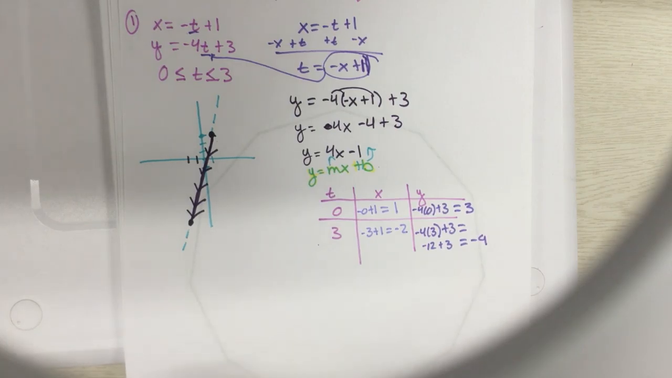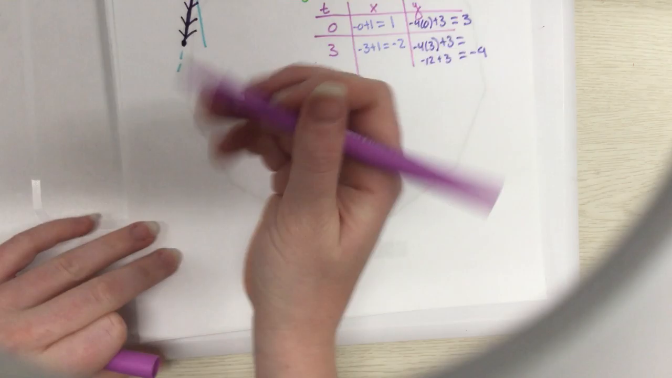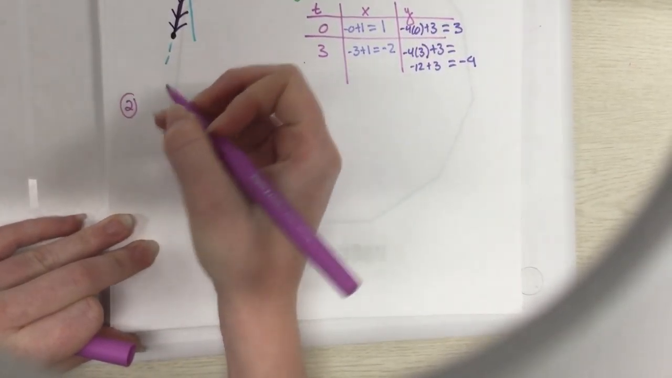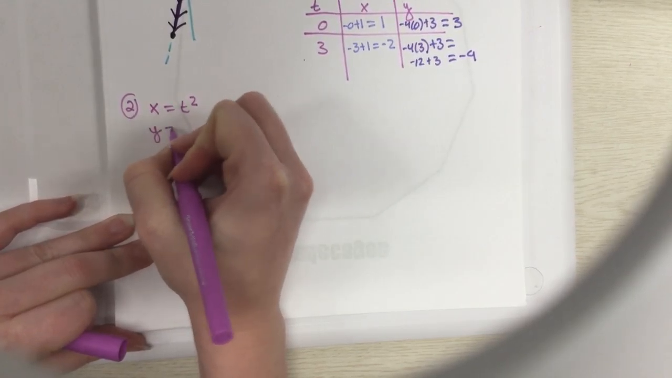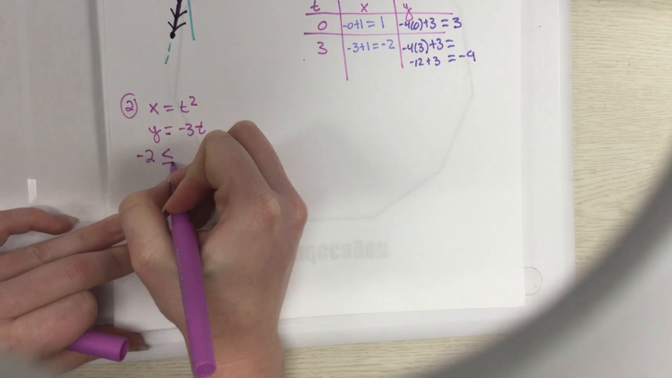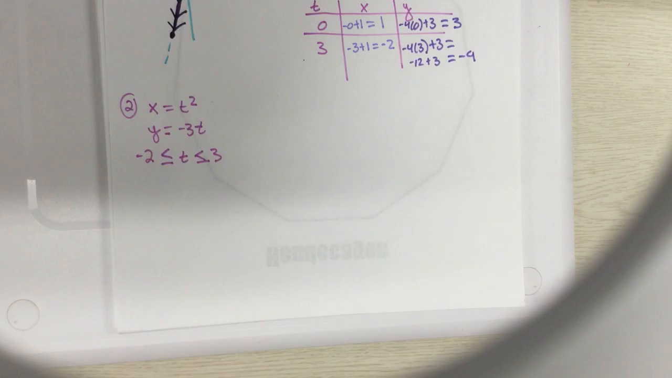Okay, so we're going to do another one. That one was a line. We're going to do one that's an actual parabola. Okay. So I have x equals t squared and y equals -3t, with -2 less than or equal to t less than or equal to 3.